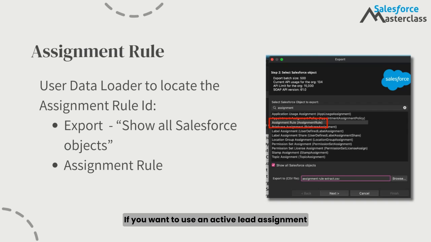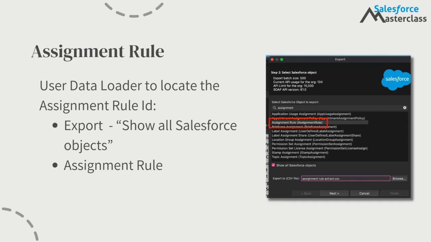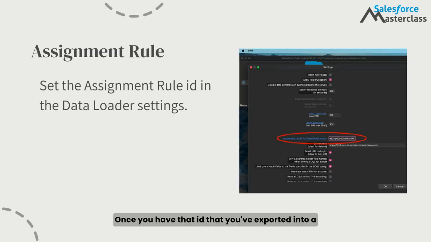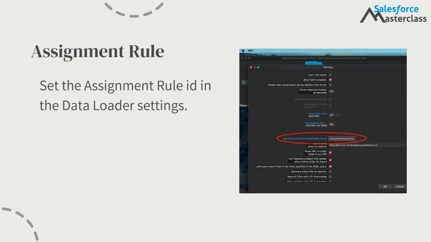If you want to use an active lead assignment rule during the insert, you'll need to enter the assignment rule ID into the data loader settings. The easiest way that I've found to get at these assignment rule IDs is by using the export in data loader. Once you have that ID that you've exported into a file from data loader, you'll go into the data loader settings and then you will add that assignment rule ID so it's ready for you when you insert those new leads.